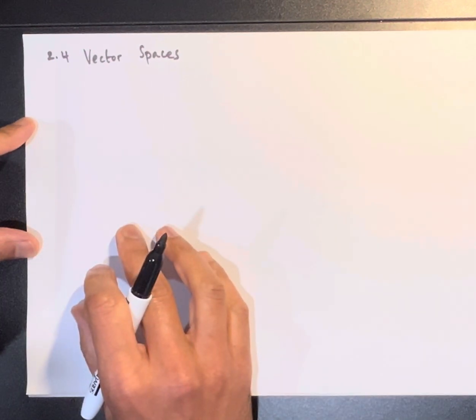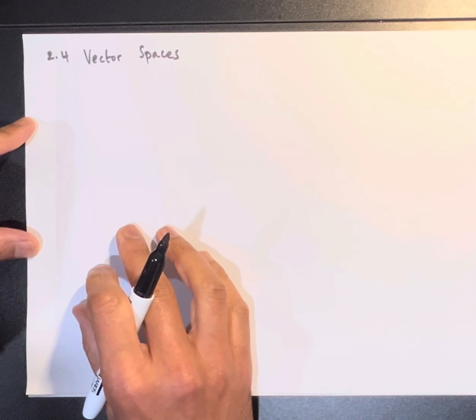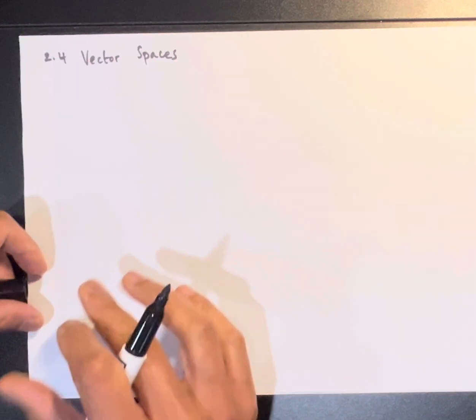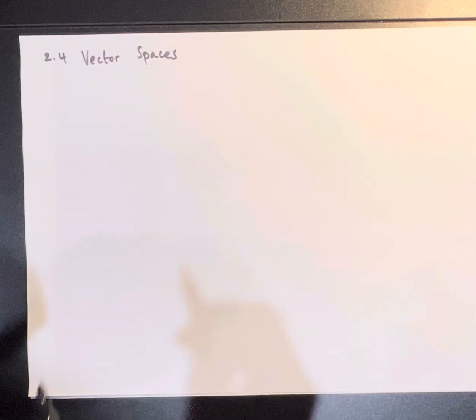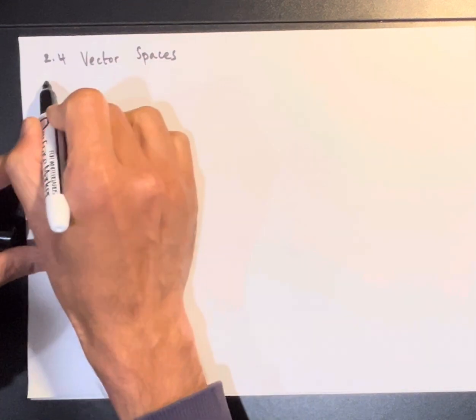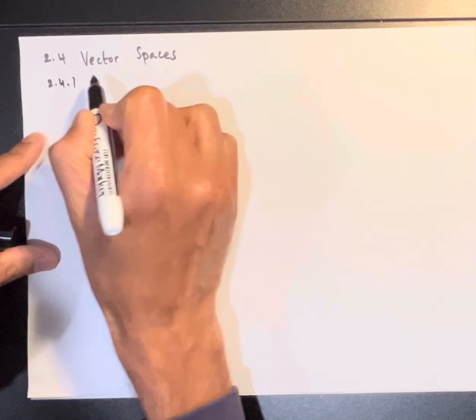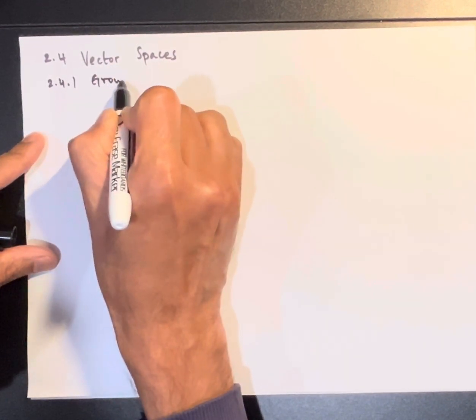In the beginning of this chapter, we informally characterized vectors as objects that can be added together and multiplied by a scalar, and they remain objects of the same type. Now we are ready to formalize this, and we'll start by introducing the concept of a group, which is a set of elements and an operation defined on these elements that keeps some structure of the set intact. So 2.4.1 is this concept of groups, right?